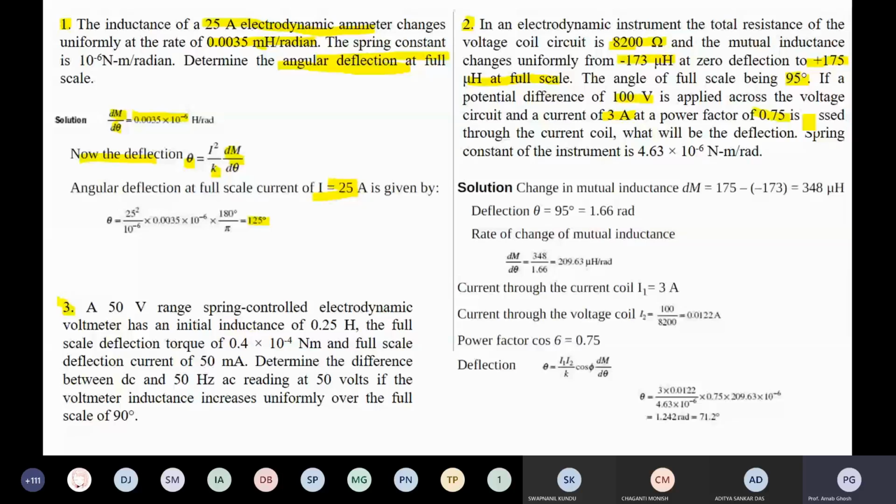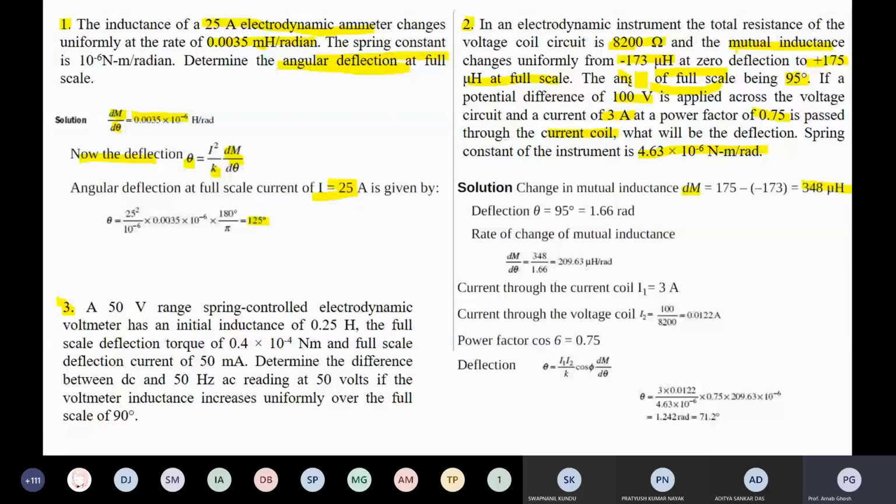So what is the change of mutual inductance, dM? It is given from 173 microhenry to 175, so 175 minus of minus 1, it is 348 microhenry. The deflection at full scale is given as 95 degree, so theta is 95 degree, which is 1.66 radian. So what is dM/d theta? It is 348 divided by 1.66.